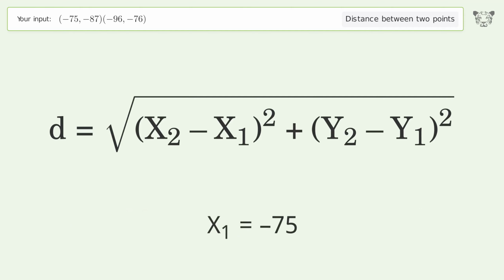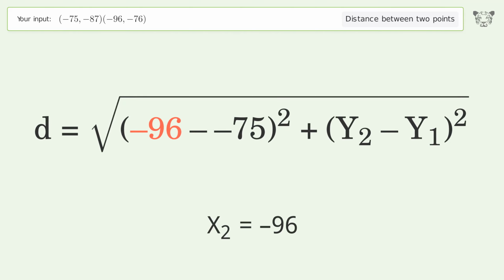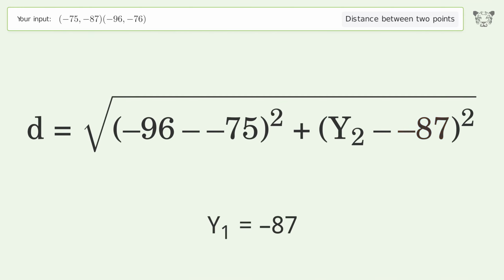x1 equals -75. x2 equals -96. y1 equals -87. y2 equals -76.